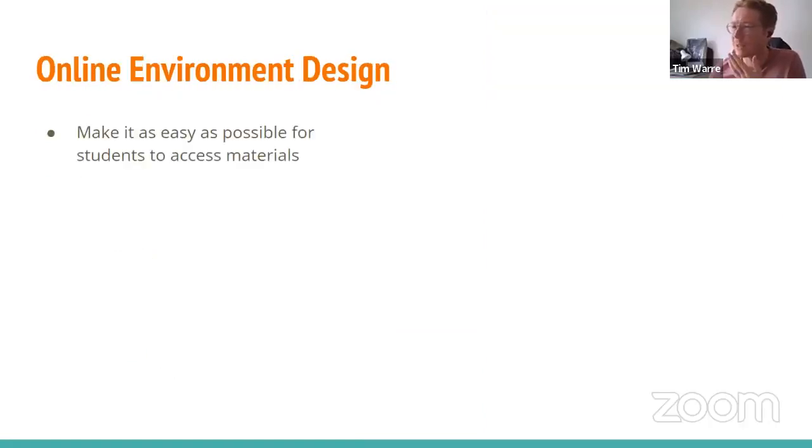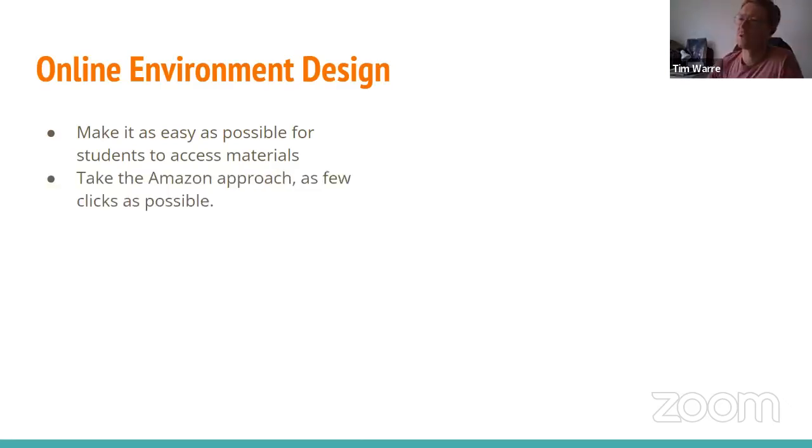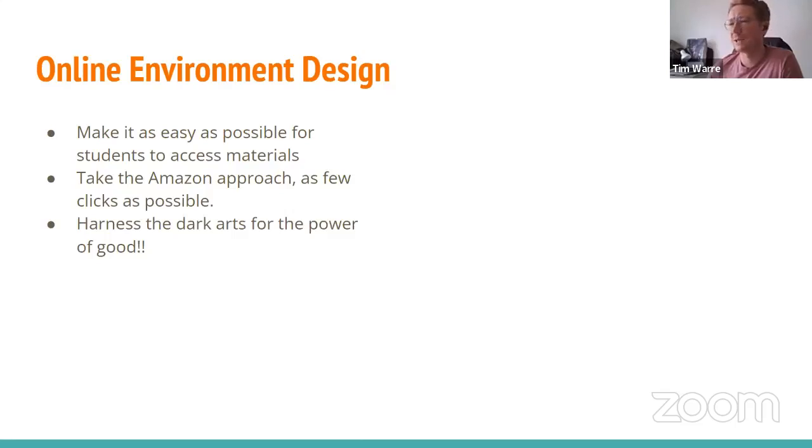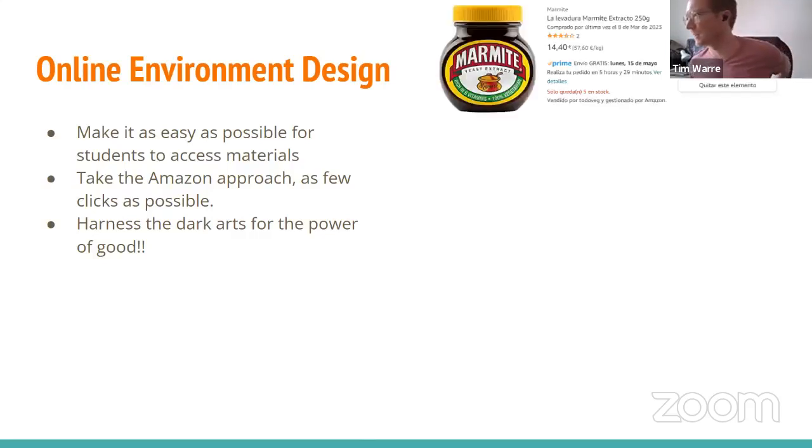Online environment design. These are things we can do for our online classrooms to make it as easy as possible for students to access extra materials like Quizlet. So we take the Amazon approach. You want to have as few clicks as possible to get to this material. Harness the dark arts of Amazon and smartphones for the power of good. Amazon is like, buy the Marmite now. You only have to click once.